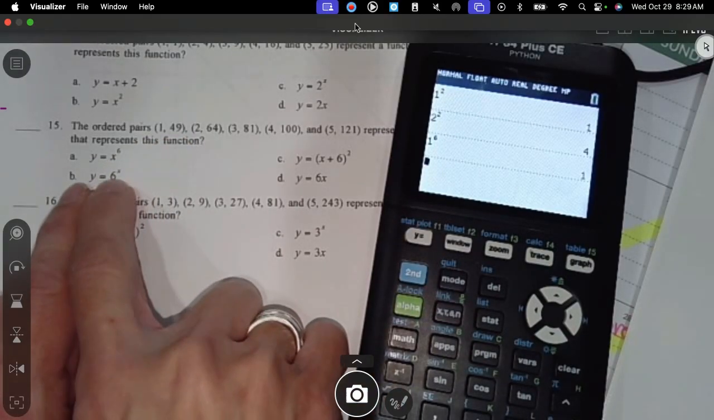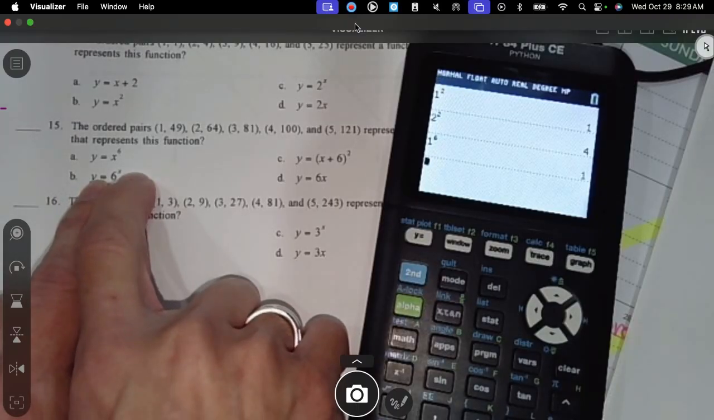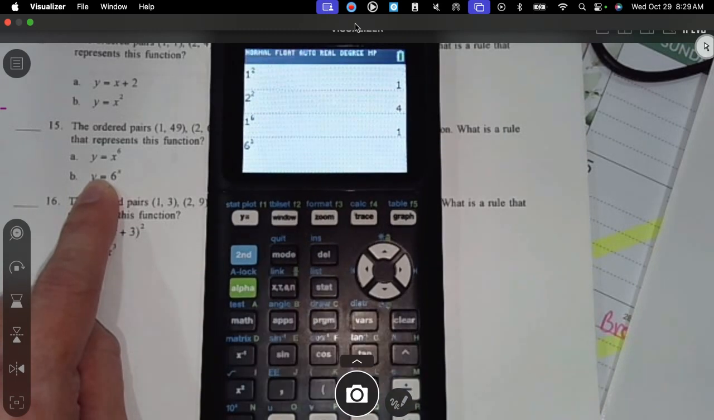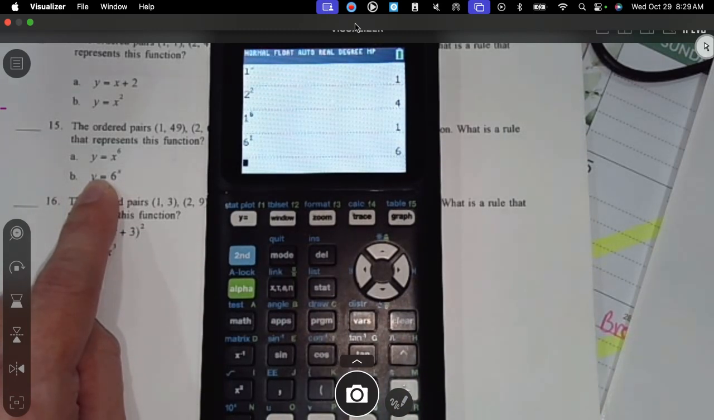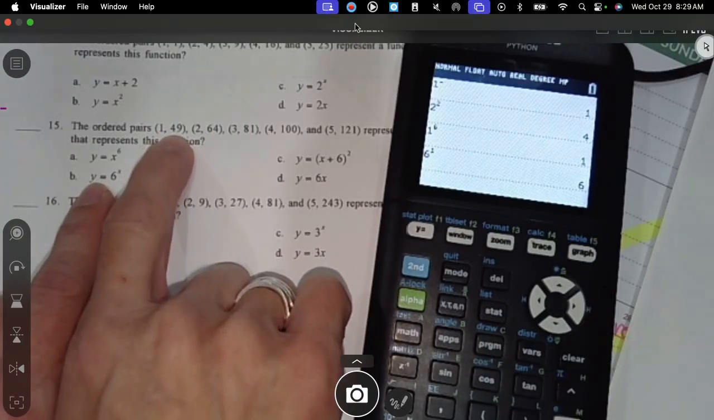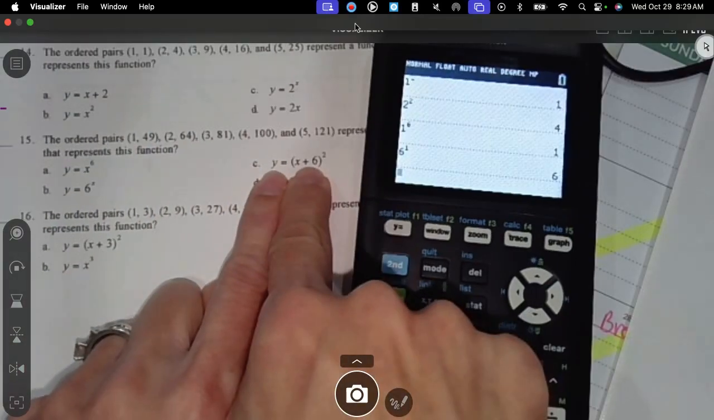Okay, let's try this one. 6 to the x. 6 to the 1. And I get 6. So that one's not going to work. I needed 49. Let's plug in 1 here.